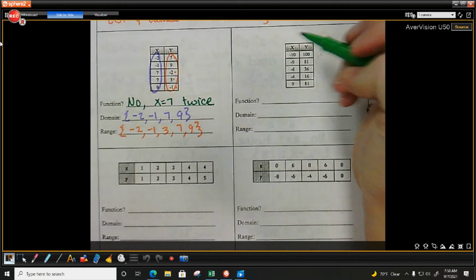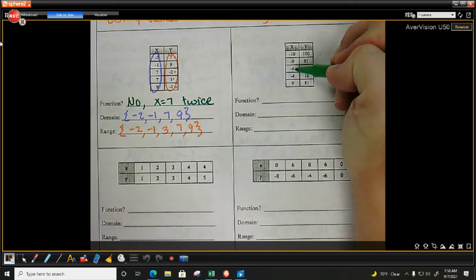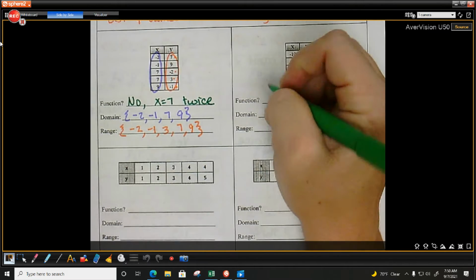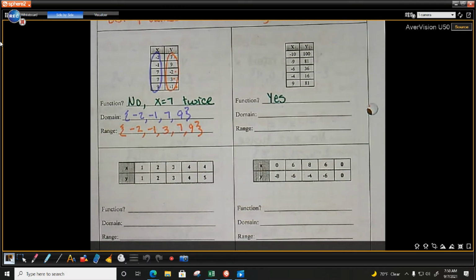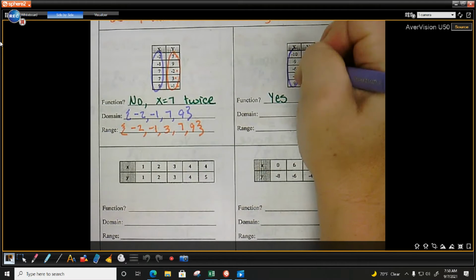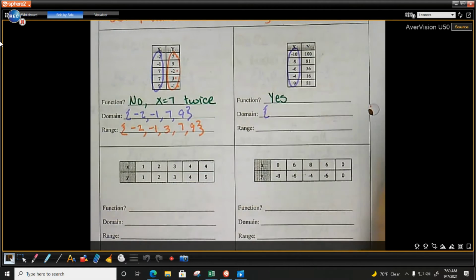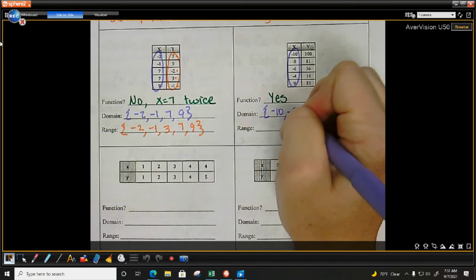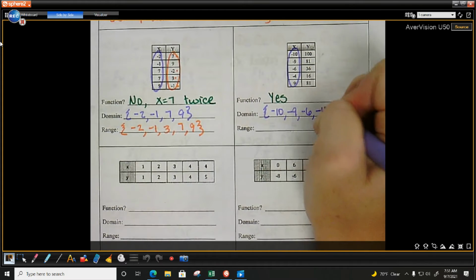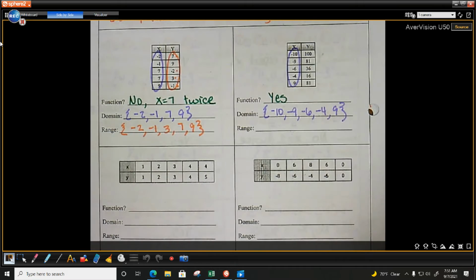Next one, look at your X's. Do any of these X values repeat? No. No, -9 and +9 are different numbers. So is this a function? Yes, because none of them repeat. So my domain is all the X's. What's the smallest? Then -9, then -6, then -4, then +9.